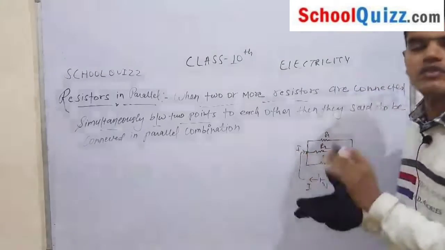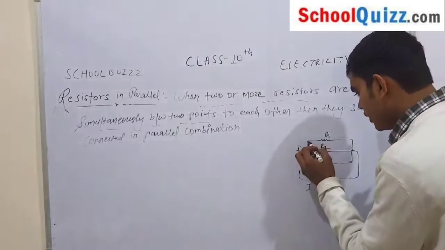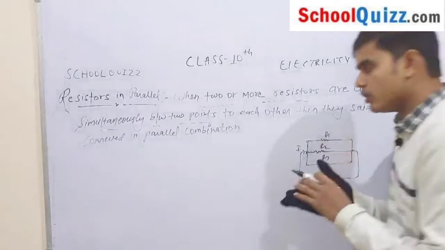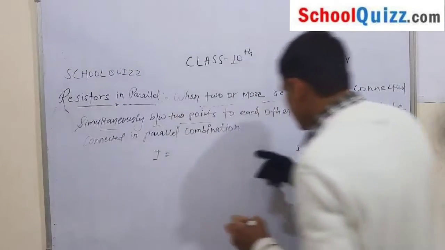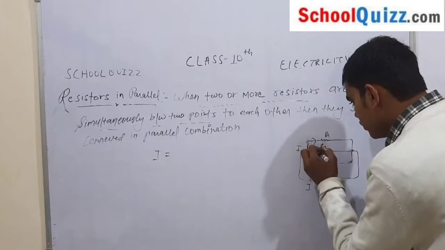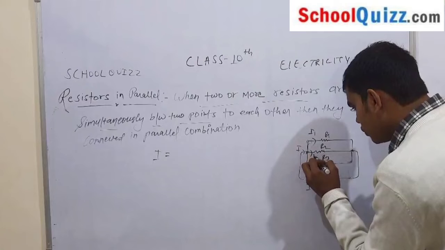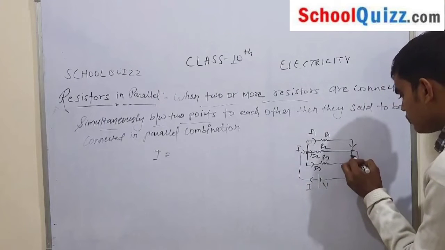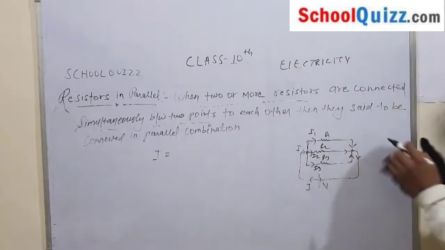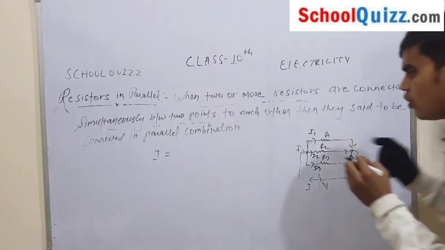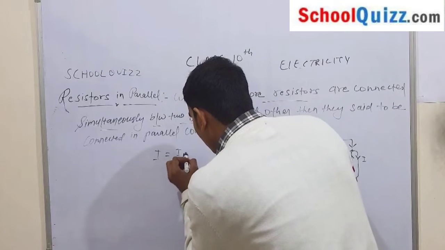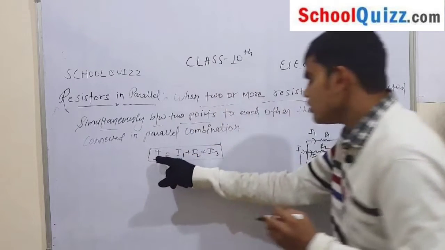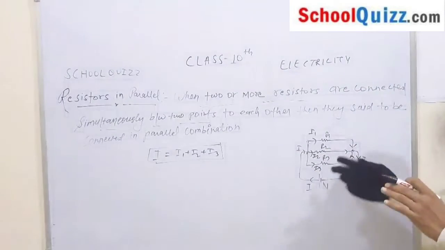This current I has three paths to travel: it will move along this path, this path and this path. Now the value of I is distributed. Suppose I1 current flows in this path, I2 current flows in this path and I3 current flows in this path. Here at this point, currents I1, I2, I3 combine and again become I. So I is distributed into I1, I2 and I3, the values of current in your resistances.